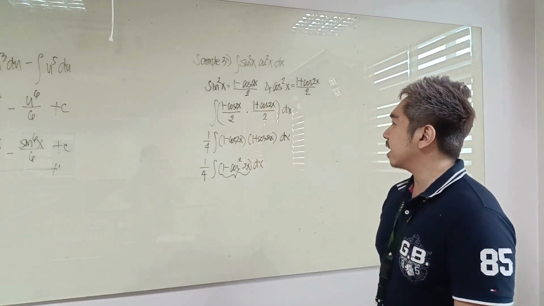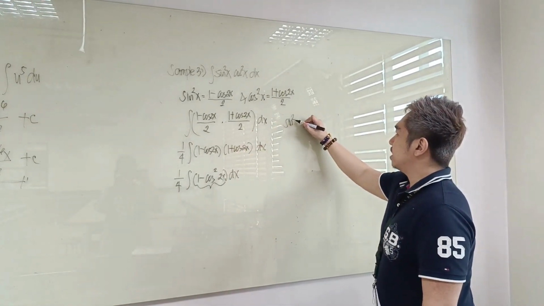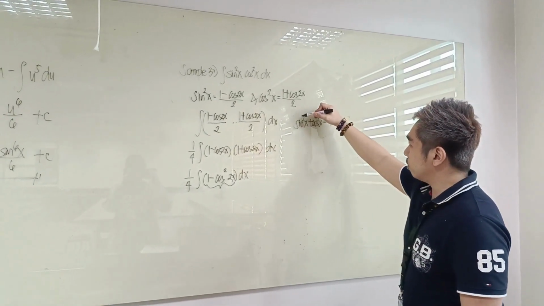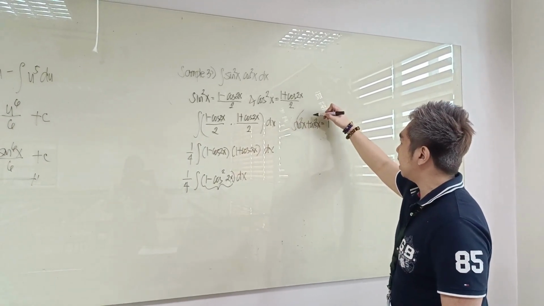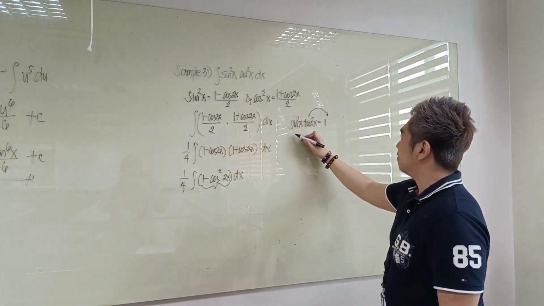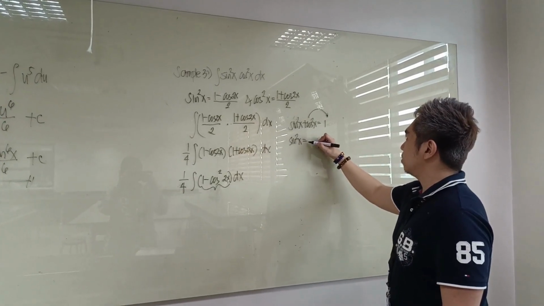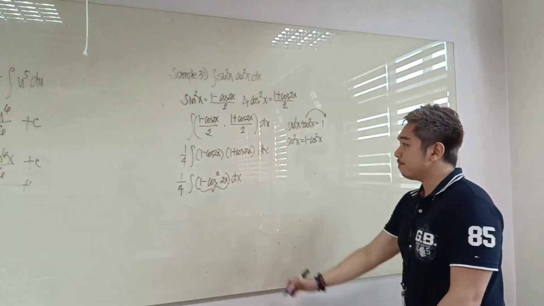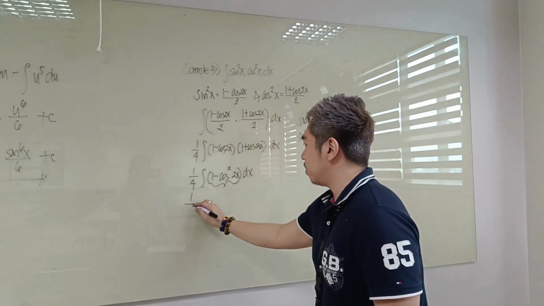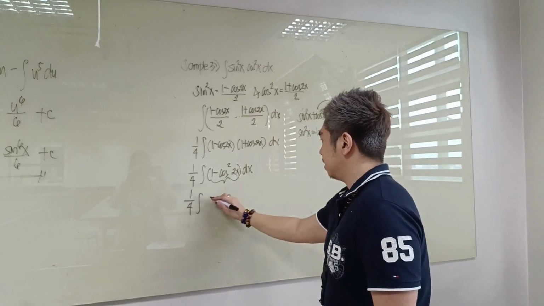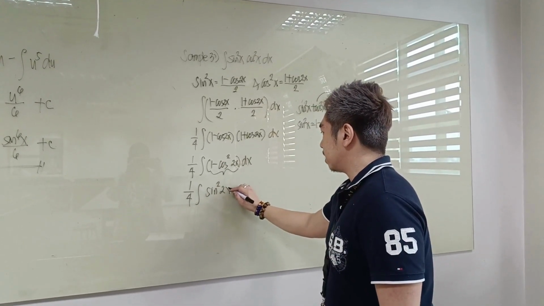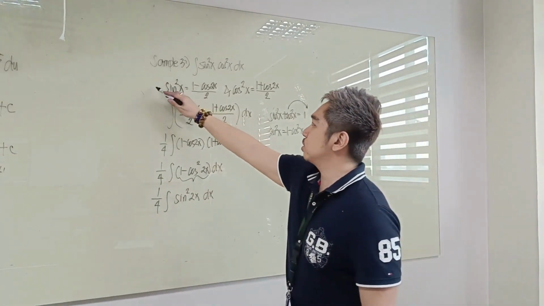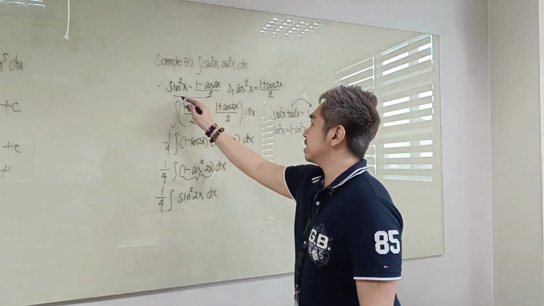This has an identity. Recall, sine squared x plus cosine squared x is equal to 1. And if we transpose cosine squared to the other side, we have sine squared x is equal to 1 minus cosine squared of x. So this is sine squared of 2x. So therefore we have 1 all over 4, the integral of sine squared of 2x dx. This is not directly integrable, so we need to use the identity. So we're going to use this again.